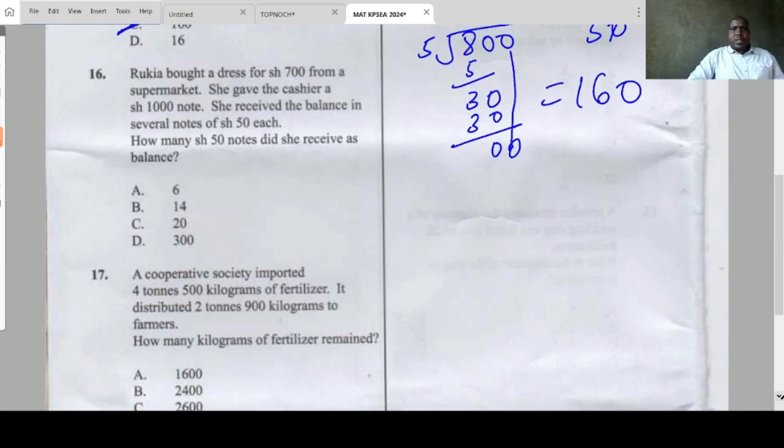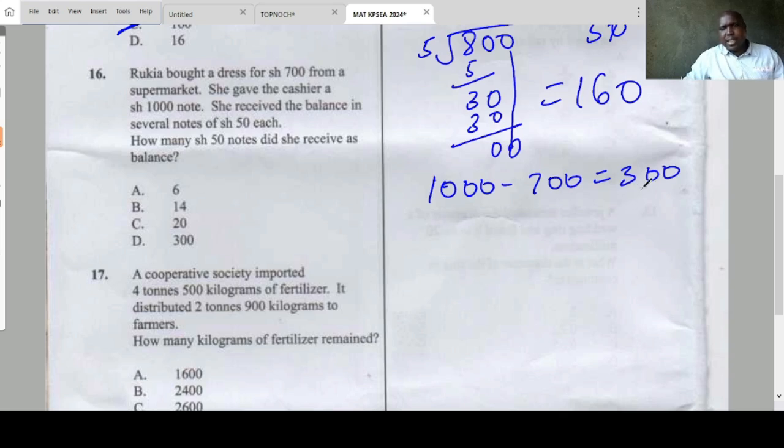Rukia bought a dress for Kenya shillings 700 from a supermarket. She gave the cashier a 1,000 note. She received a balance in several notes of Kenya shillings 50. How many Kenya shillings 50 notes did she receive as balance? So the balance is 1,000 minus 700. The balance is 300.